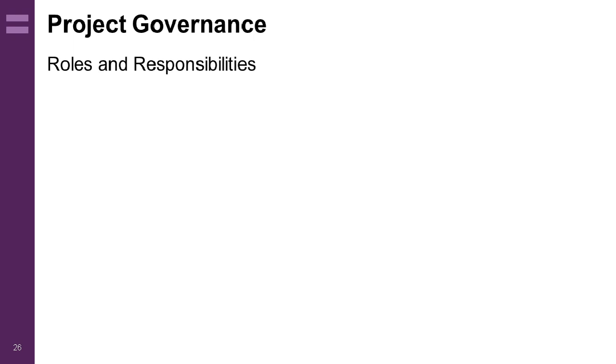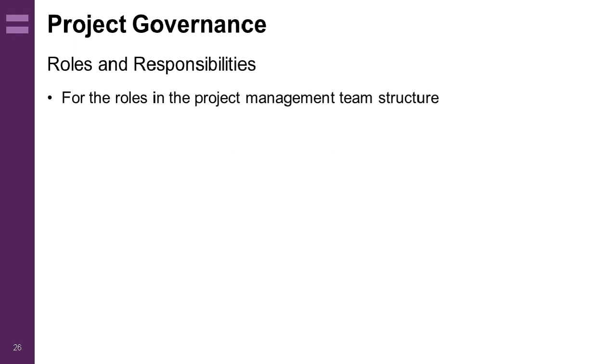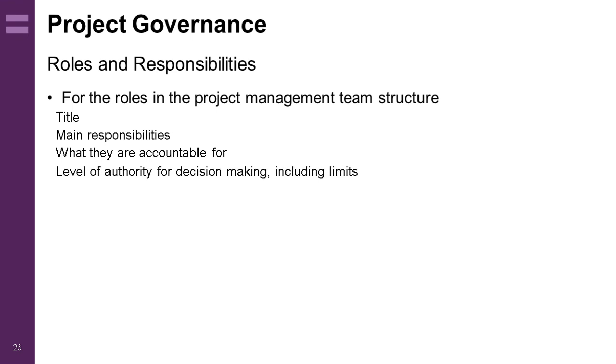The roles and responsibilities should be defined for all the roles in the organisational diagram in the previous section. They should be written in generic terms so that they do not need to be altered should the project scope change. As a minimum, they should include the title, the main responsibilities, and the accountabilities, along with the levels of authority and the limits of authority need to be clear.